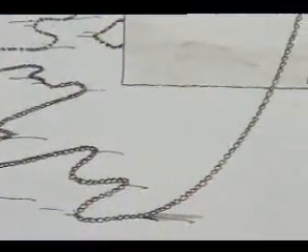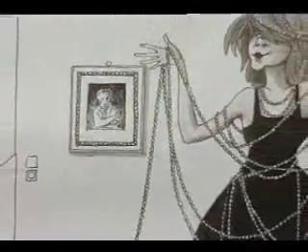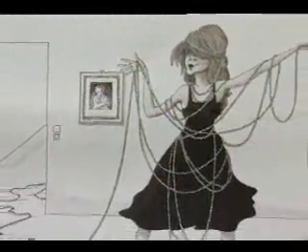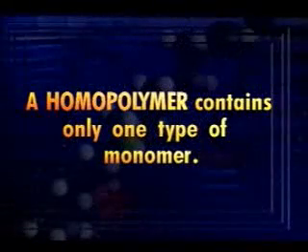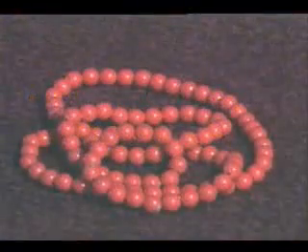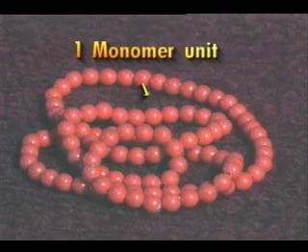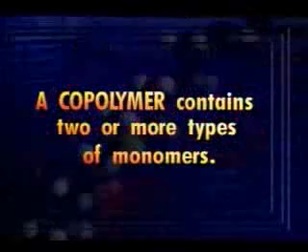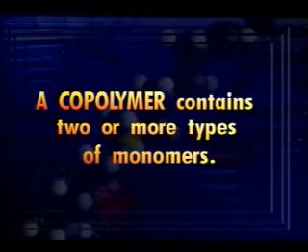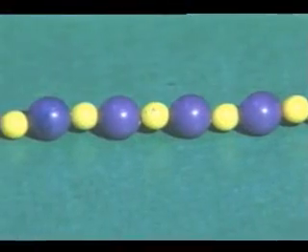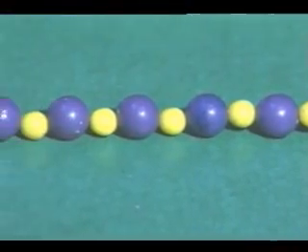If this string of beads was a polymer, then each bead making up the necklace would be a monomer. A polymer composed of a single type of monomer is called a homopolymer. All the beads in this so-called polymer are the same. It is a homopolymer. It is a copolymer if there are two or more types of monomers. This necklace would be a copolymer of beads of different colors.